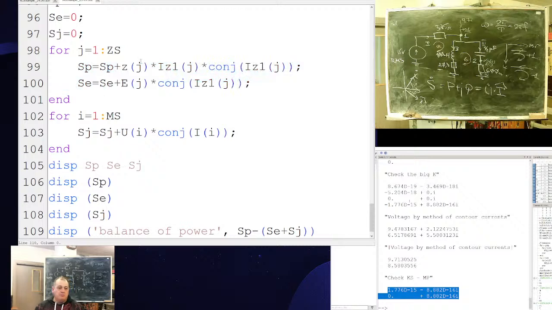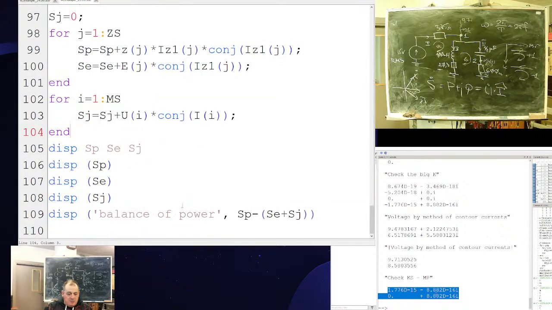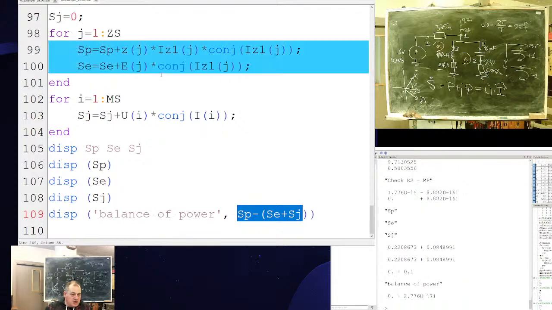So branch power is resistance of branch multiplied by branch current and multiplied by conjugation. For EMF, it's voltage multiplied by the conjugation of current. I hope I will be able to show in detail why it's so. But here is, for the first, a very small piece of programming to check balance of power. It's a way to check your solution.